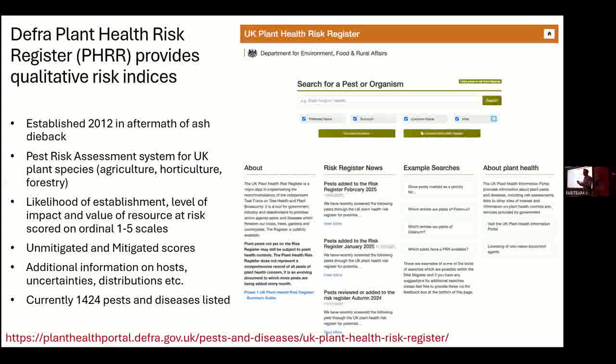Prompted by the ash dieback disaster, DEFRA decided to establish a horizon scanning system called the Risk Register. I put the URL at the bottom of the page here. If you've got your laptop, you can log on. Take a look. You can download all of the data. One click.